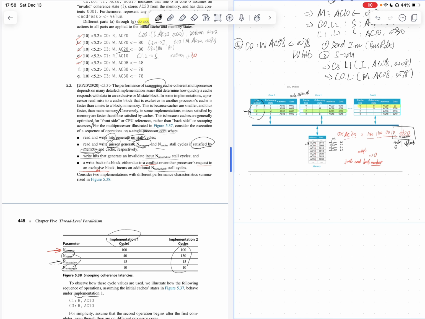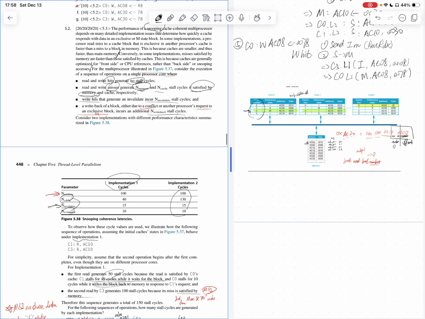Okay, and then we'll go to question 5.2. It says two different kinds of implementations, but what's the most different is the stall or clock cycles you take from the cache. I mean, the answer from the cache.